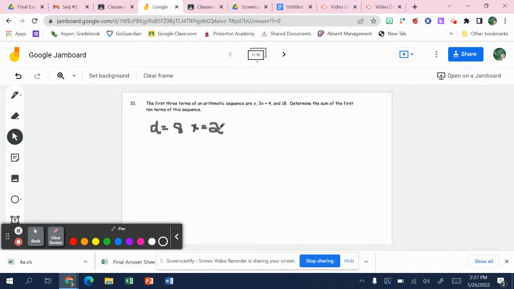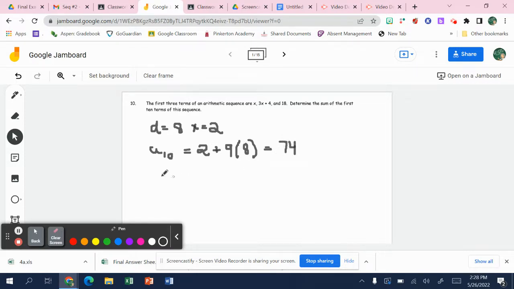And we wanted to find a10. That was my last term of that series. So I'm going to say a1, which is x, but now we know that x is 2. So we're going to say 2 plus n minus 1, so that would be 10 minus 1. That would be 9, and we know our common difference is 8. So we know that a10 is going to be 72 plus 2, which is 74.